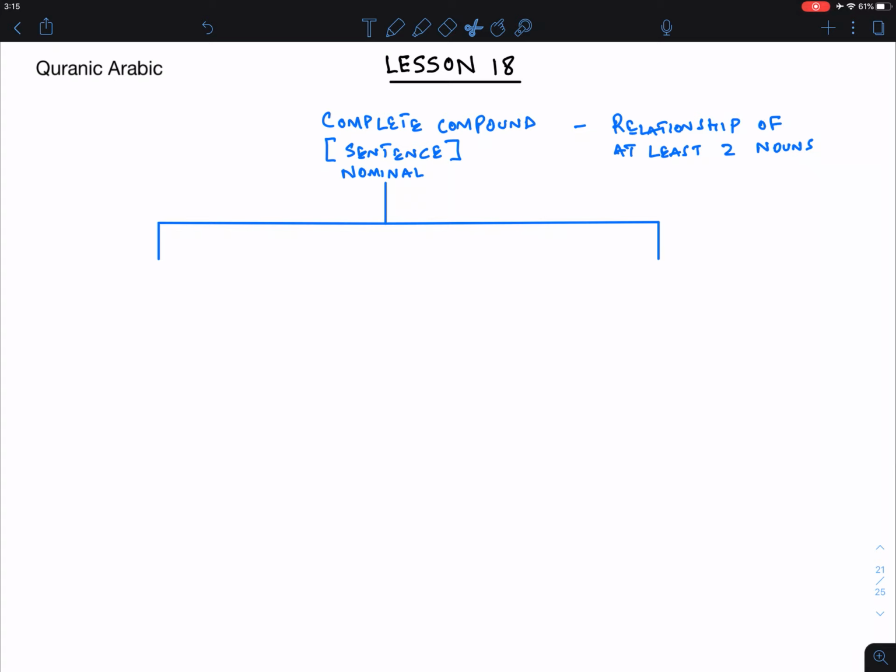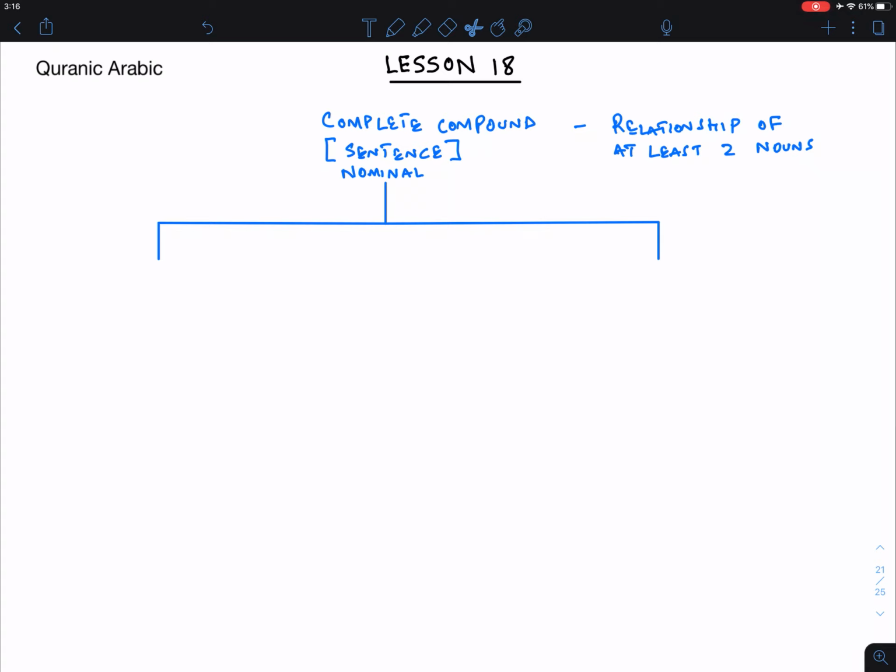Inshallah, we continue to explore the complete compound, as I discussed in the previous lesson, that when you have two nouns coming together, then you have to look at their relationship with one another, and it could lead to either us concluding that those two nouns make up an incomplete compound or a complete compound. So now I want to look at how to identify a complete compound.